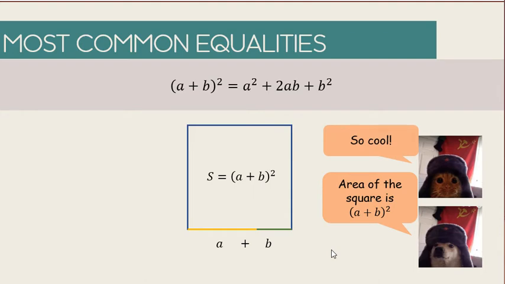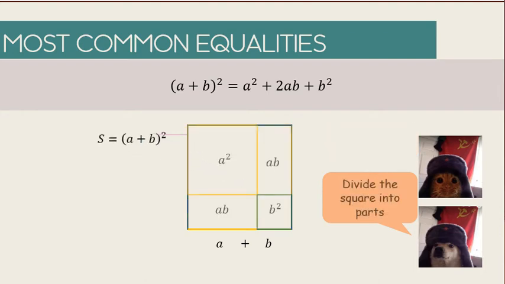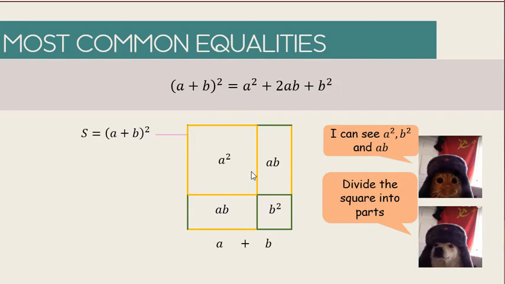Okay, the cat is impressed. The next step is to divide the square into parts. So we divide this square into four parts: a square of area a squared, a square of area b squared, and two rectangles of area ab. Can you see how we calculate the areas of the squares and the rectangles?